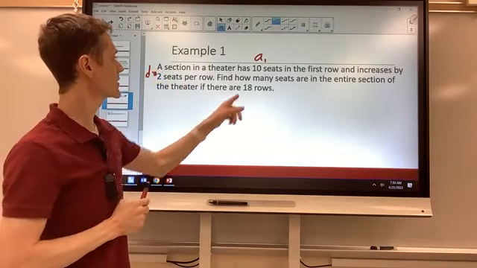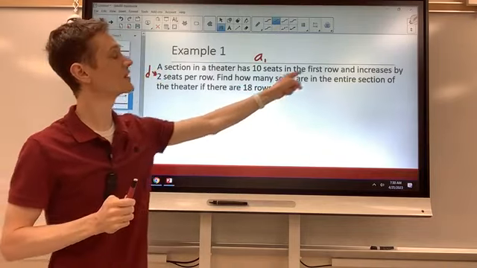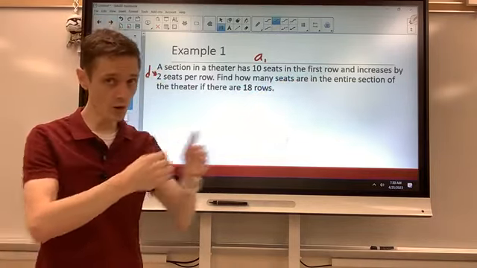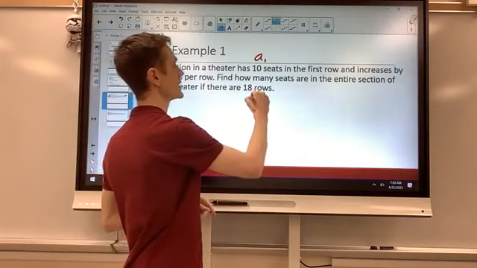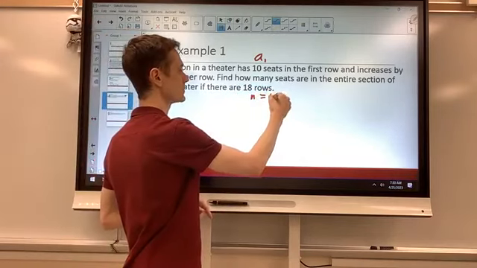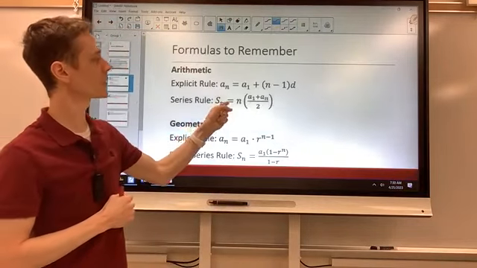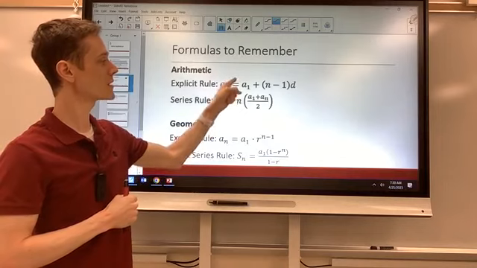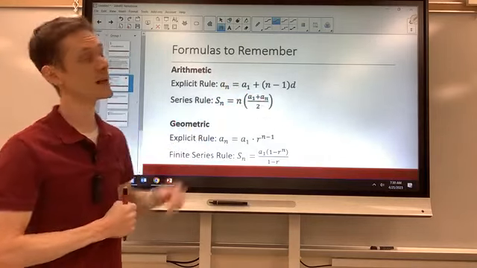And the last piece we have, they want to know how many seats there are, not just in row 18, but in the entire section of the theater. So all of the rows added together. This is going to be a series example with n equal to 18 in this case. So we know we want to use the series formula. For the series formula, we need to know how many numbers there are, the first term and the last term. Now the problem is we're currently missing that last term in the sequence.